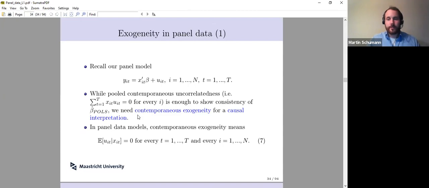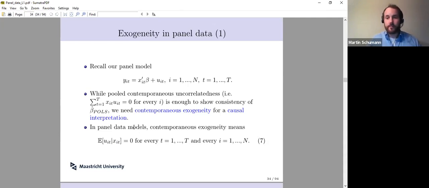However, if you want the OLS estimator to have a causal interpretation, you should think about whether contemporaneous exogeneity is also reasonable in your particular application. In panel data, that means that it's not just that u_it and x_it are uncorrelated, but rather that u_it is uncorrelated with every measurable function of x. And this has to hold for every time period and every individual.